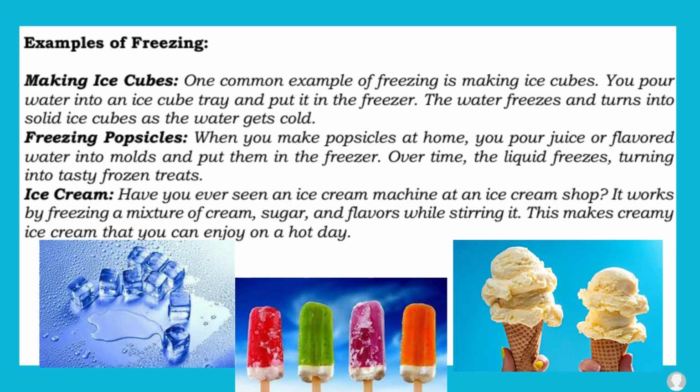We have here examples of freezing. The first one is making ice cubes. One example of freezing is making ice cubes. You pour water into an ice cube tray and put it in the freezer. The water freezes and turns into solid ice cubes as the water gets cold.